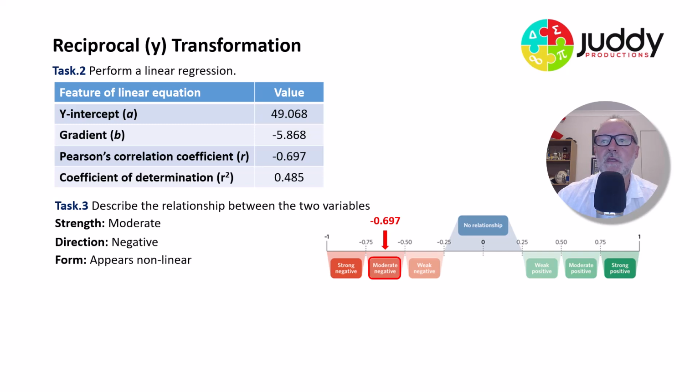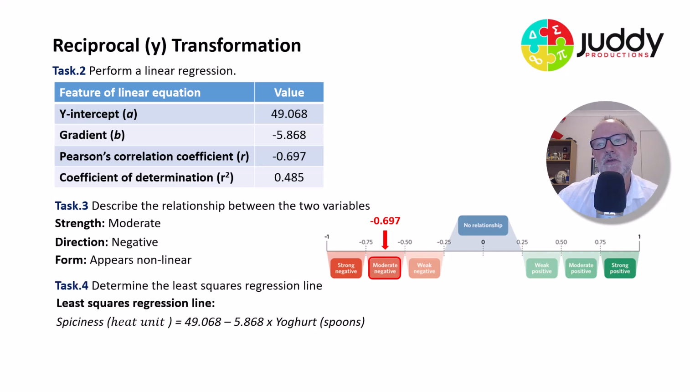Task number 3 was to describe the relationship between the two variables. And from our visual here, you can see that the strength is moderate. That is, a Pearson's correlation coefficient of negative 0.697 puts this association in the moderate region. Its direction is negative because it has a negative value for the Pearson's correlation coefficient. And the form, well, from the scatter plot we just looked at, it appears to be non-linear. It looks to be curved.